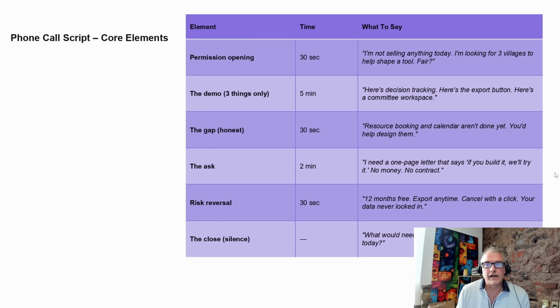And you're going to start by some version of permission, because when you just start bulldozing in, people don't like that. And so you're going to ask for permission. Like, I want to talk to you about something I'm developing. Here's what I would say.